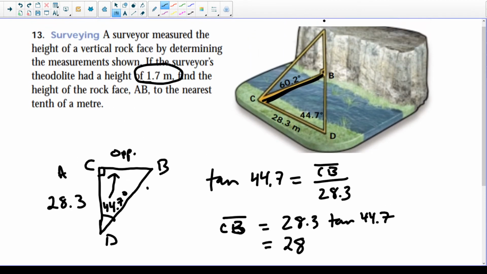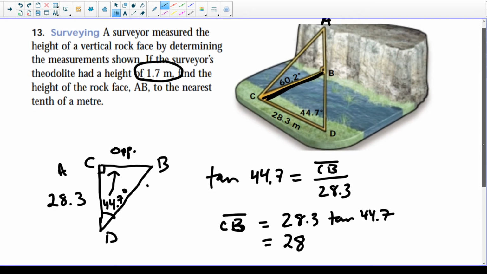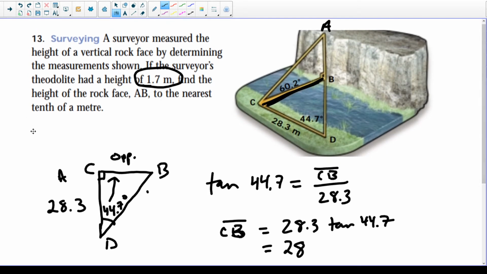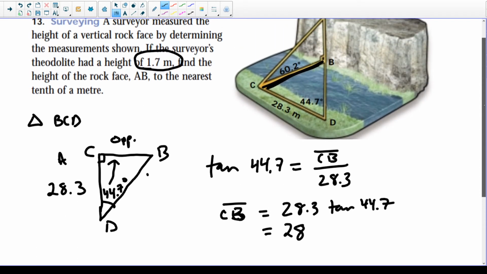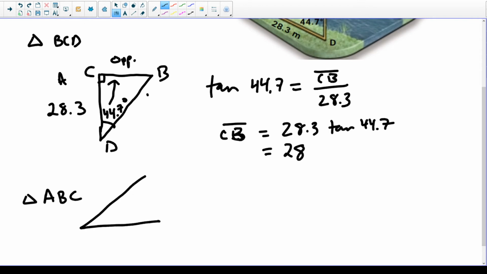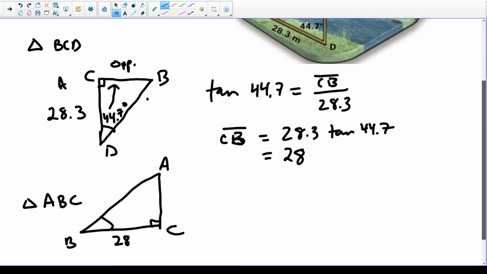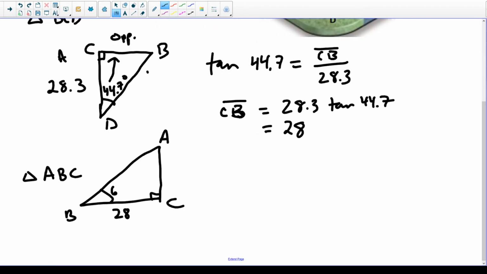Now I believe the letter up here was A. I got it cut off when I took a snapshot of it. So in triangle ABC, so this was triangle, I should probably have mentioned that, CBCD. And then triangle ABC, which looks like this. So this is now my length 28 that I just calculated, okay? And they tell us that the angle of elevation to the top of the cliff is 60.2.